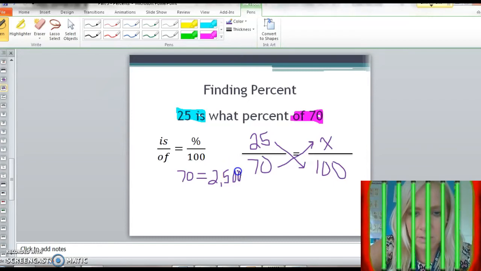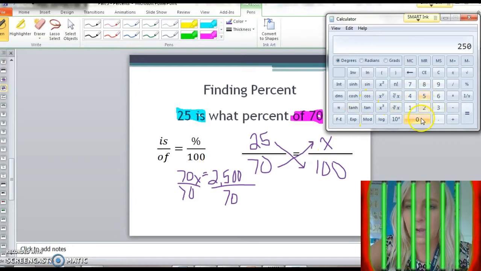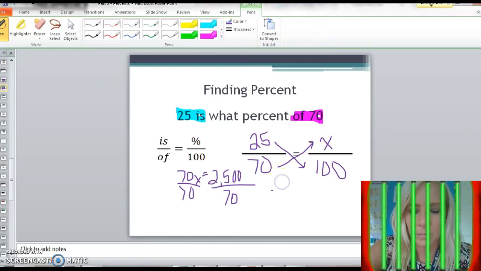And I just realized I forgot to put in my x here, 70x. I'm going to divide both sides by 70 in order to isolate my variable. Use my calculator. 2,500 divided by 70 equals 35.7%. Since I'm finding percent, it's important that you have your percent symbol here.